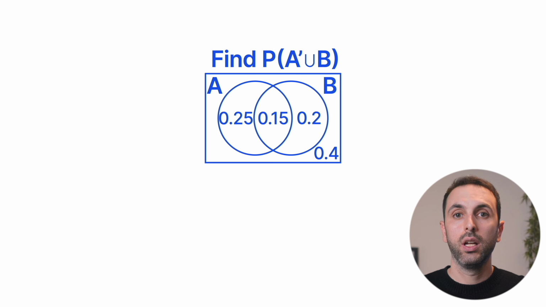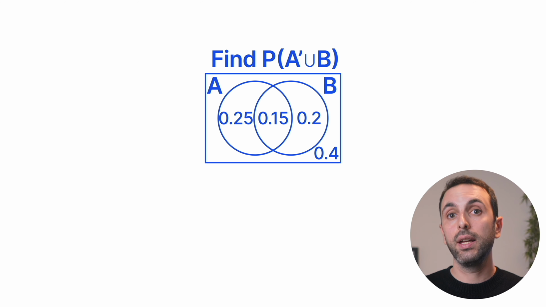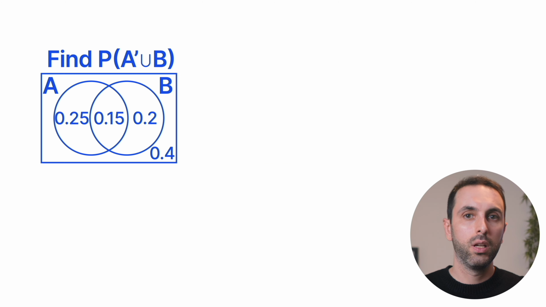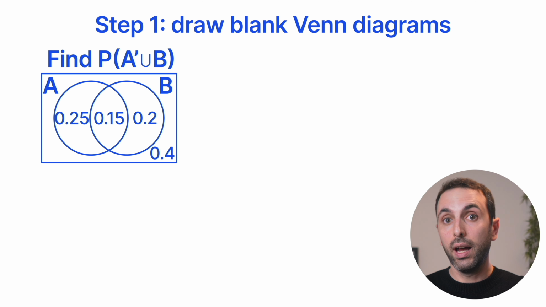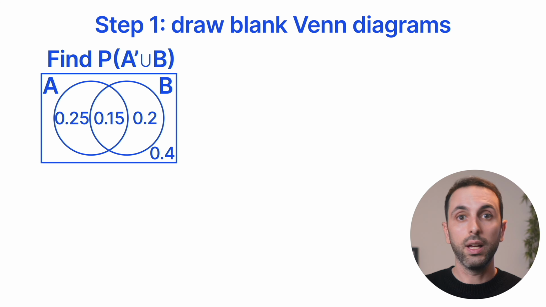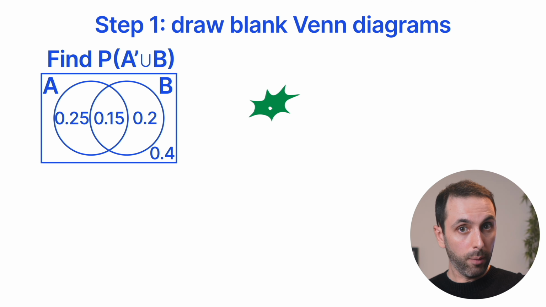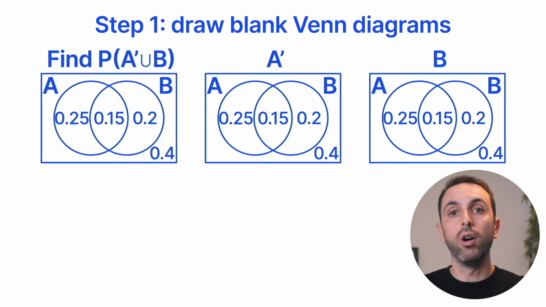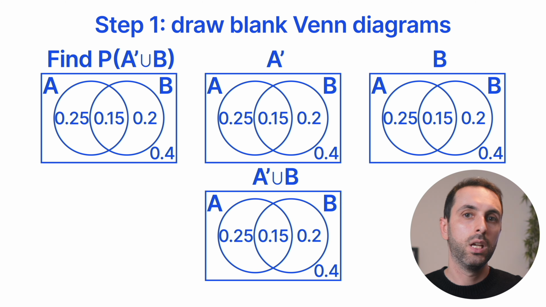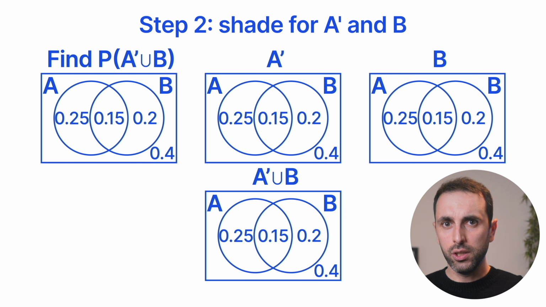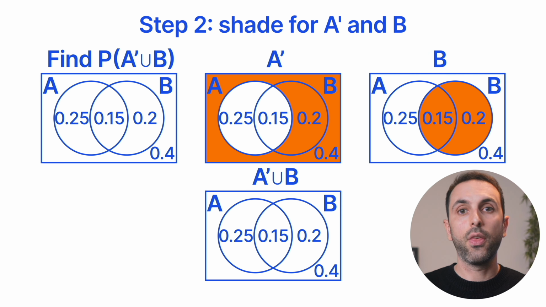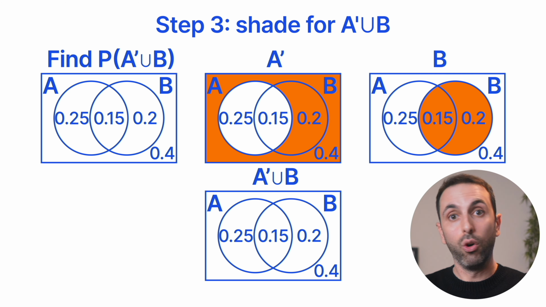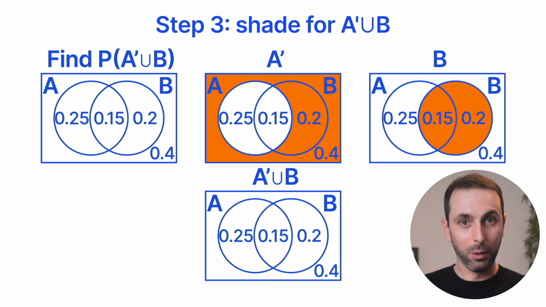I've copied the following question here for your convenience, and we want to find the probability of A complement union B. In the first step, like previously, I like to start off by drawing separate Venn diagrams for the individual events that we want and the final result. One for A complement, one for B, and one for A complement union B. In the second step, we'll shade the regions for the individual events A complement and B. And then in the third step, we'll shade the relevant region or regions for A complement union B.